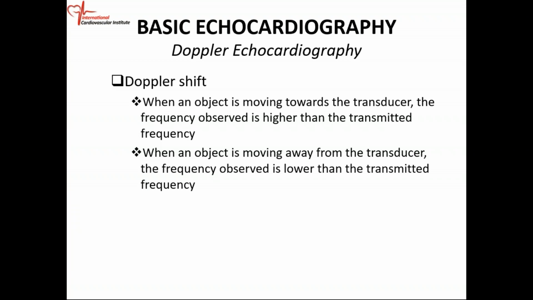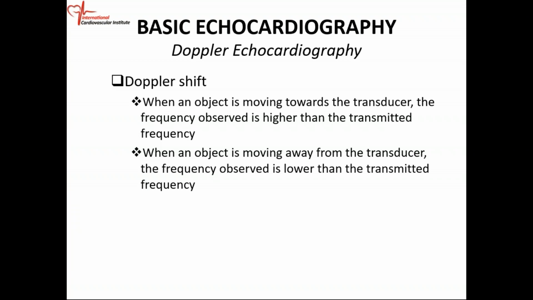When the blood is moving away from the transducer, even though you're doing your ultrasound at say 2 megahertz frequency, the perceived frequency from the probe is going to be reduced. Okay? So when an object moves towards the transducer, the perceived frequency is increased, and then when it moves away, the perceived frequency is reduced.